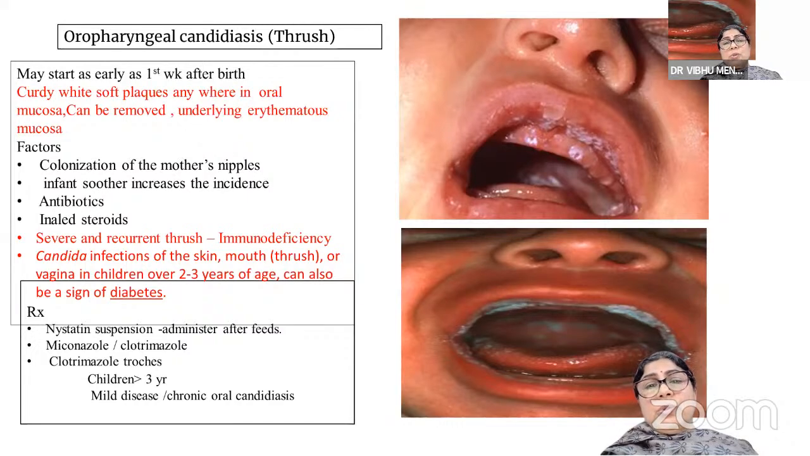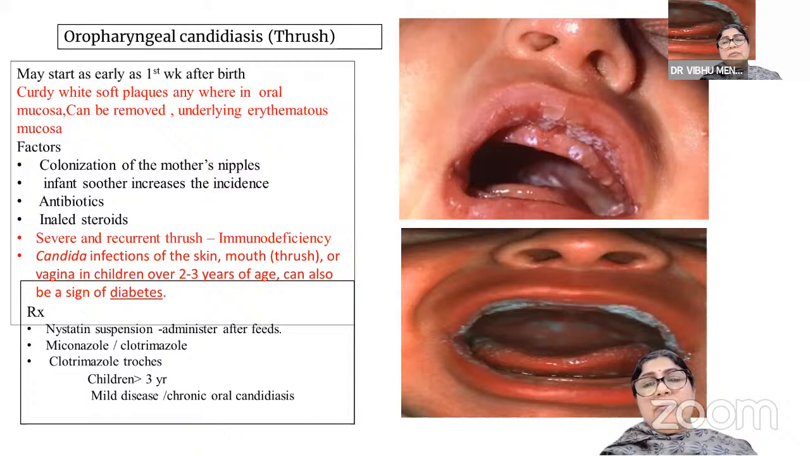And mind you, when you refer to the dermatologist, severe and recurrent thrush, which is not responding to the usual routine treatment, can point towards an underlying immunodeficiency. And it can also be a sign of underlying diabetes, especially the vaginal candidiasis. And we have seen children, 3-year-old, 4-year-old, coming with vaginal candidiasis.